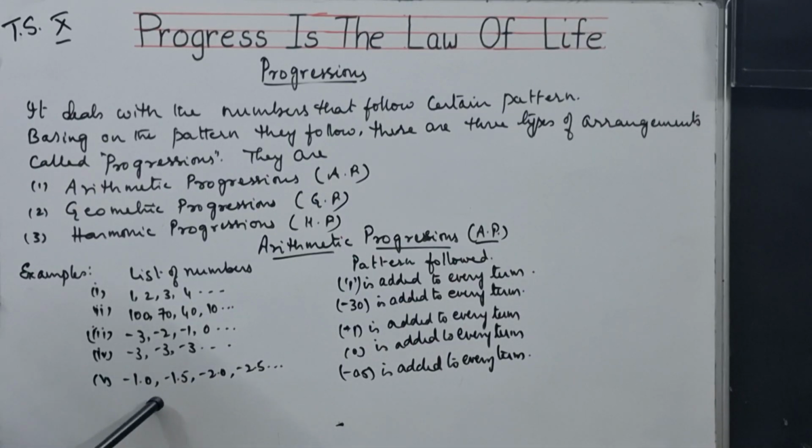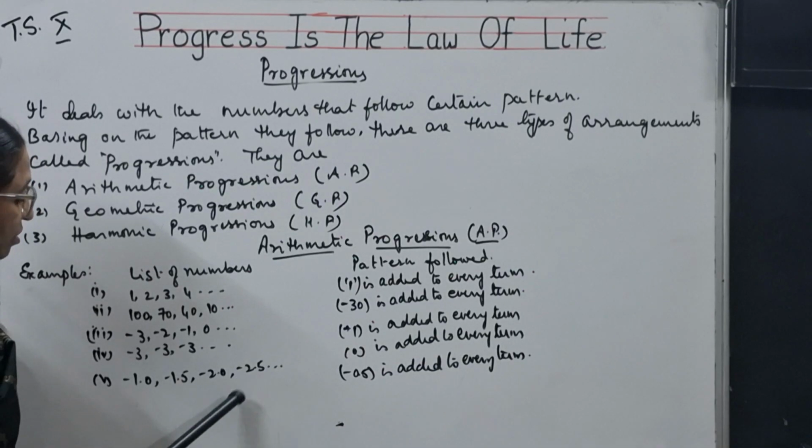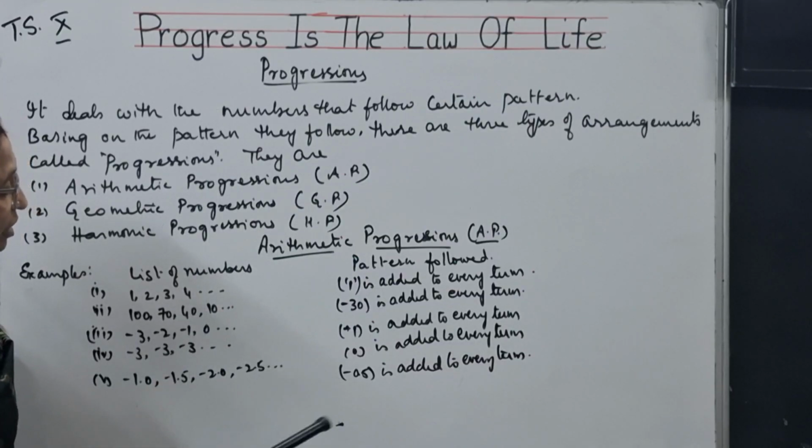And minus 1, minus 1.5, minus 2, minus 2.5, and so on, means here minus 0.5 is added to every term. So if you add minus 0.5, you will get minus 1.5, not plus, children. If you add plus, you will get minus 0.5 here. So we are adding minus 0.5 to every term so that you get the successive terms that are written here.